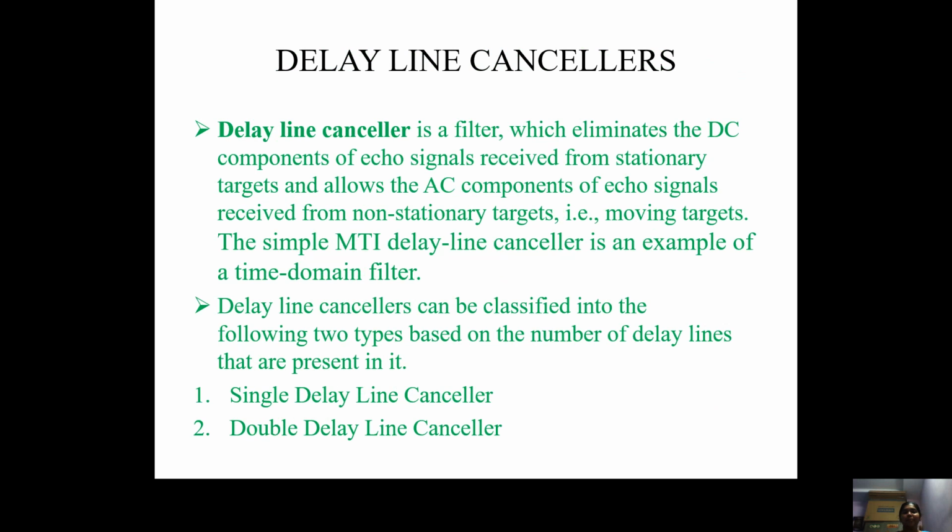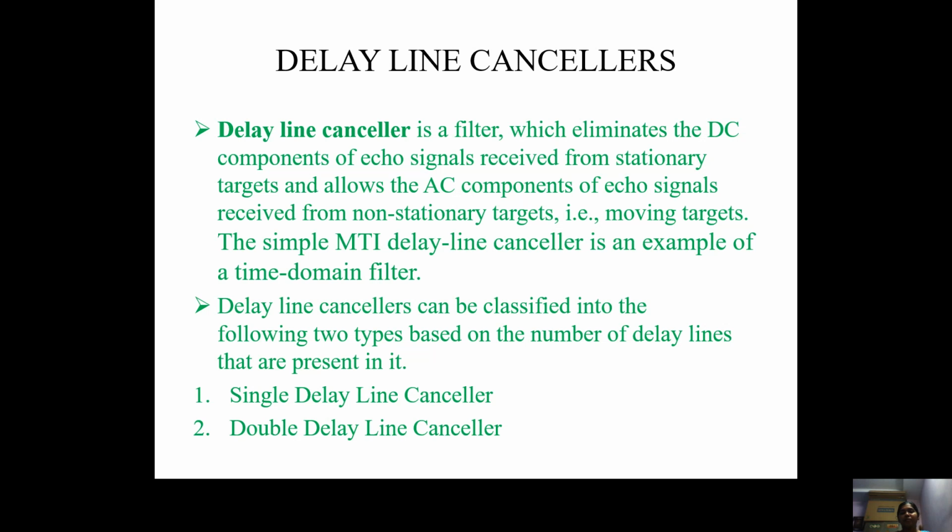Let us see clearly. Delay line cancellers are nothing but time domain filters, which introduce a shift in time. A delay line canceller is a filter which eliminates the DC components of echo signals received from stationary targets and allows only AC components that are obtained from moving or non-stationary targets. So this is very simple.